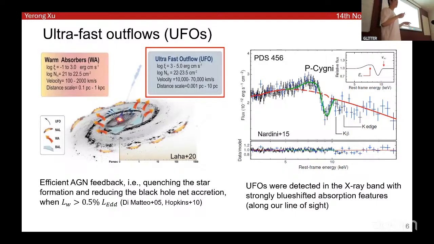UFOs are usually detected in the X-ray, through the strongly blue-shifted absorption features in the X-ray spectrum, when they are intersecting with our line of sight. Here is a typical UFO detection in the hard X-ray spectrum of the quasar PDS 456. I will give more detailed descriptions later, but you can see the profile marked by the green line here is called a P-Cygni profile, while the emission part originates from the scattered emission of those outflows misaligned with our line of sight.